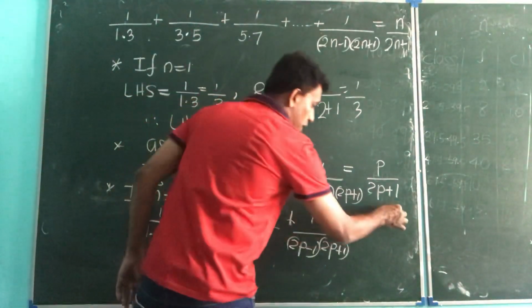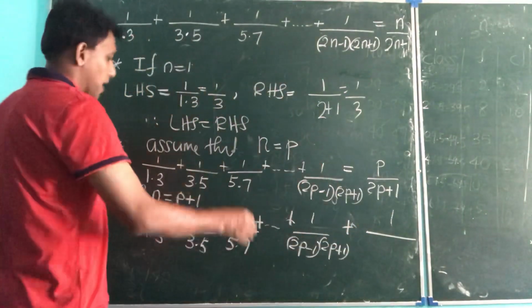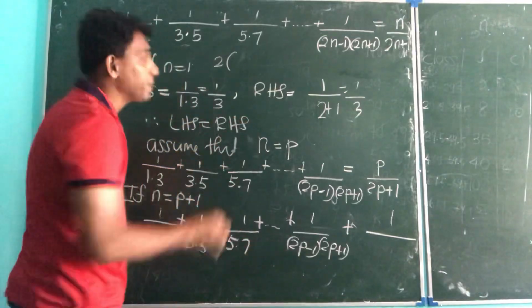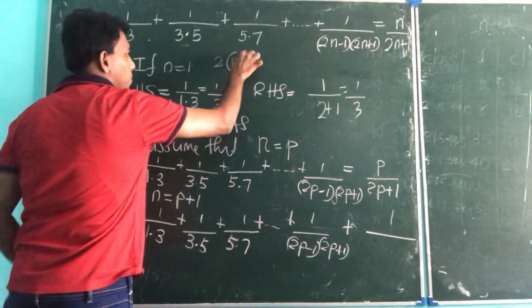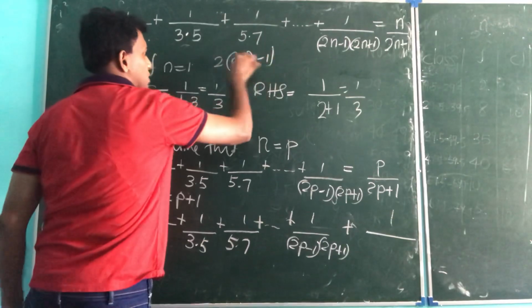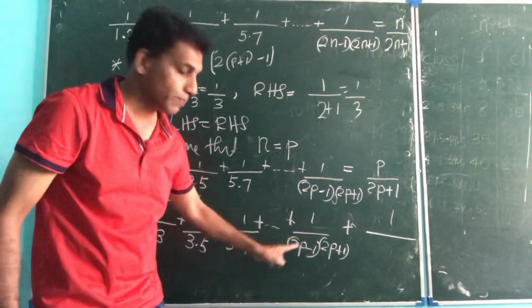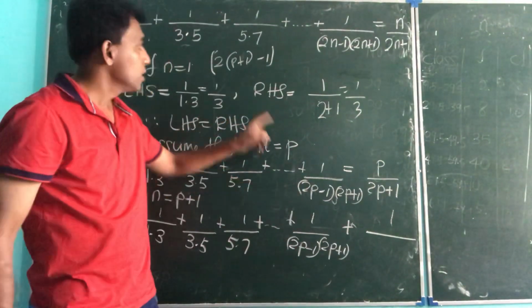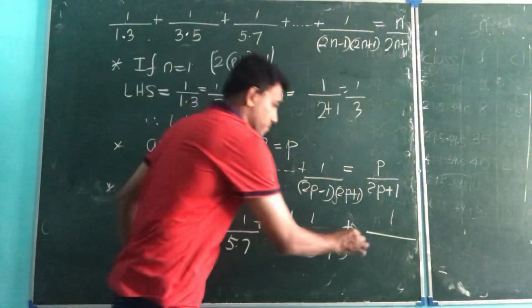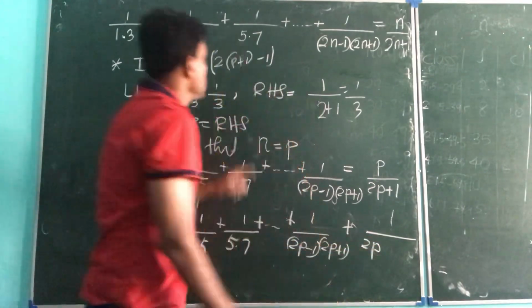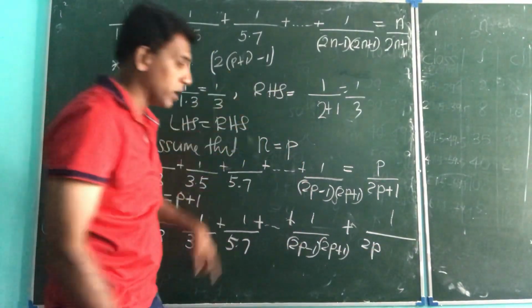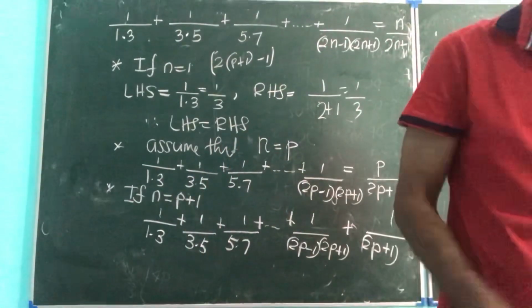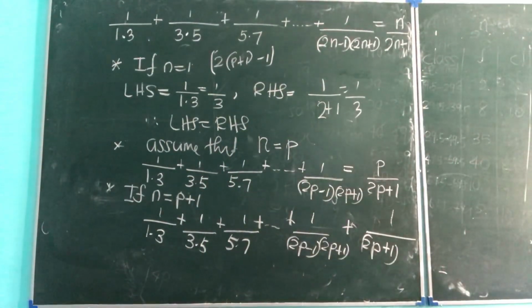So what is that? 1 over, what happens if we apply here? 2 into p plus 1 for p, right? The first bracket: 2 times (p plus 1) minus 1. So what is that? 2p plus 2 minus 1, that is plus 1, right? That is 2p plus 1. And finally the second bracket.